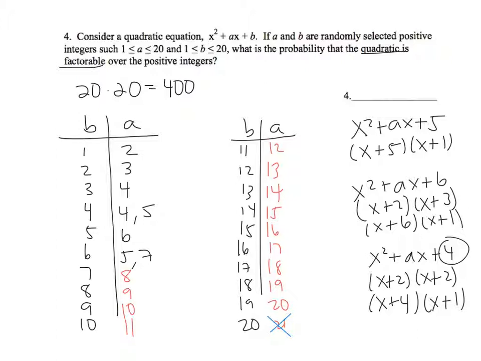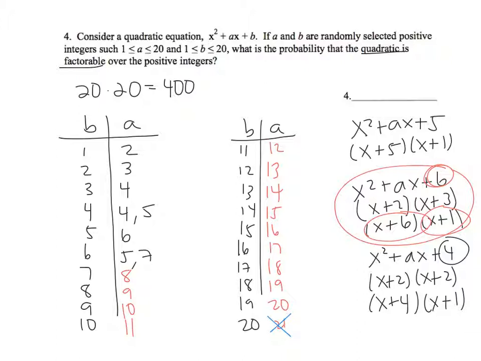Now this should make sense. The reason that a is always 1 more than b, whatever b is, you can always factor to be x plus b and x plus 1. So this case over here, when I had 6, I had x plus 6 and x plus 1. That's how I got a to be 7.